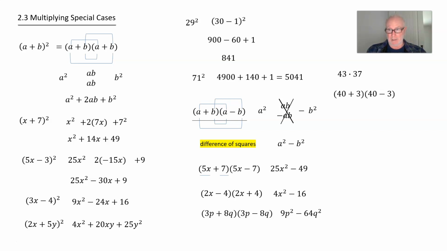Now we have that a plus b times a minus b. So we just square the first term, square the second term, and put a minus in the middle. And 1600 minus 9 is 1591.